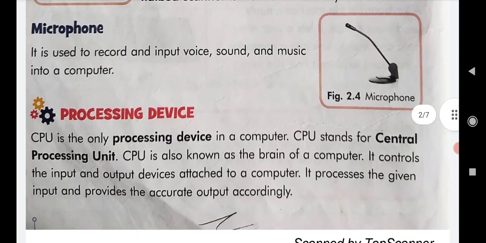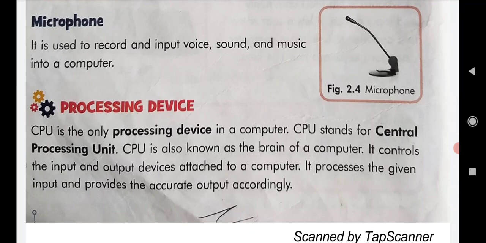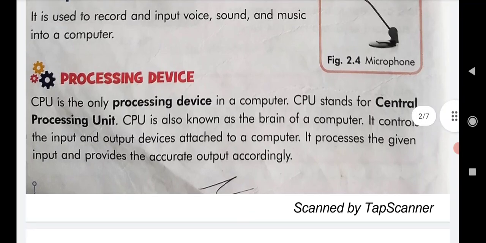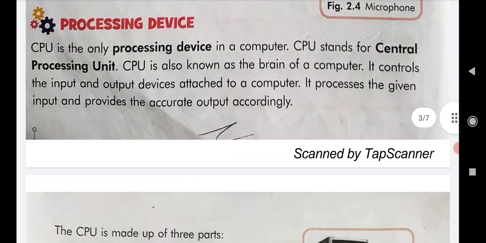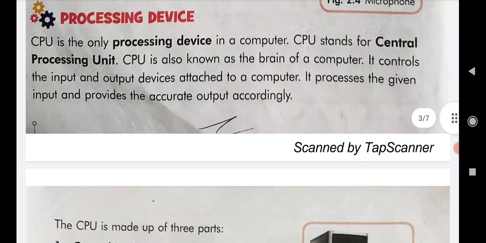Next is microphone. Microphone is used to record and input voices. So it is also an input device because it is used to record and input voices, sounds and music into a computer. After input devices, next we will come to the next topic, that is processing device.